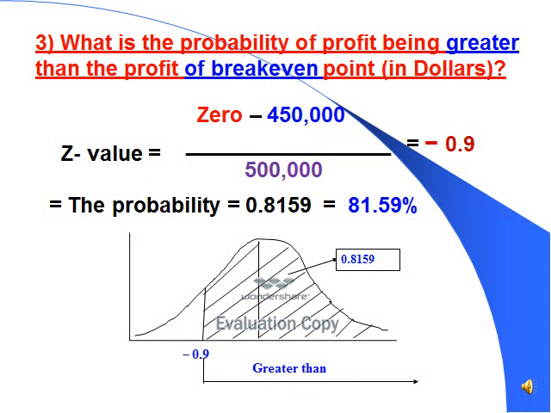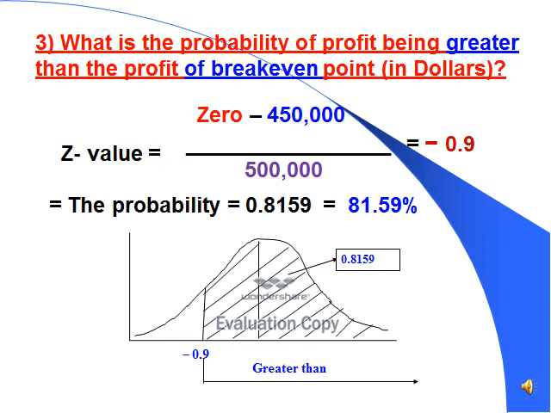Required number 3. What is the probability of profit being greater than the profit of break-even point in dollars? Z equal B minus B bar divided by sigma bar. B, the profit of break-even point. The profit of break-even point equals 0 because at break-even point there is no loss, there is no profit. That means the profit equals 0 minus B bar 450,000 divided by sigma bar 500,000 equal minus 0.9.